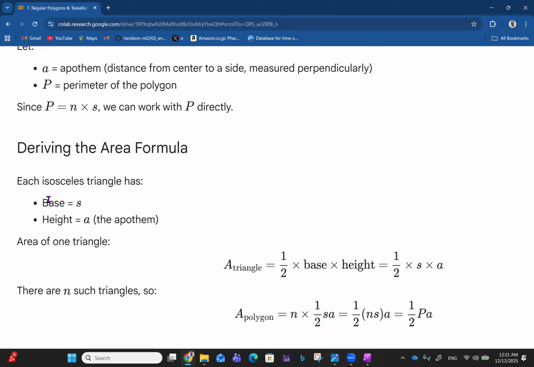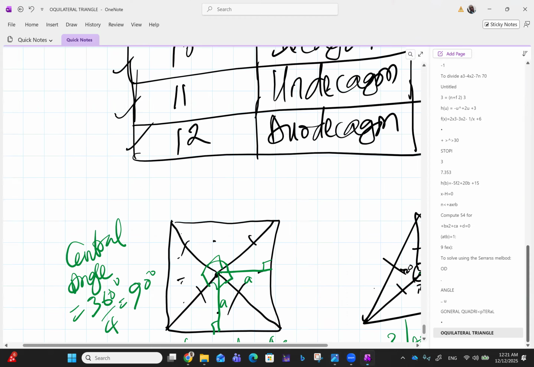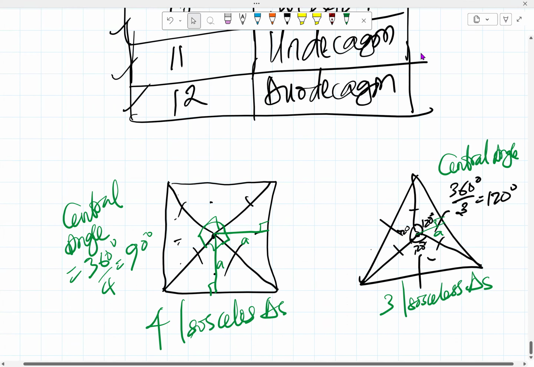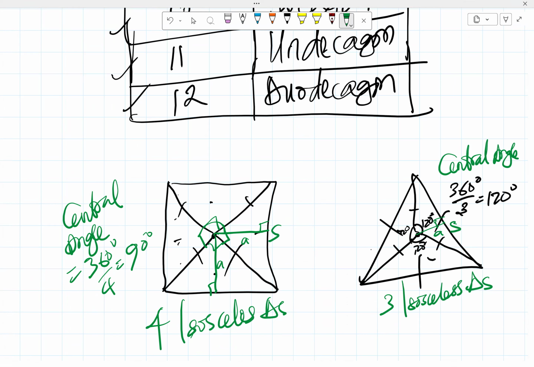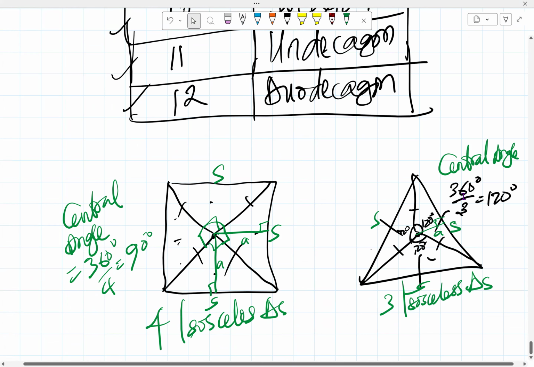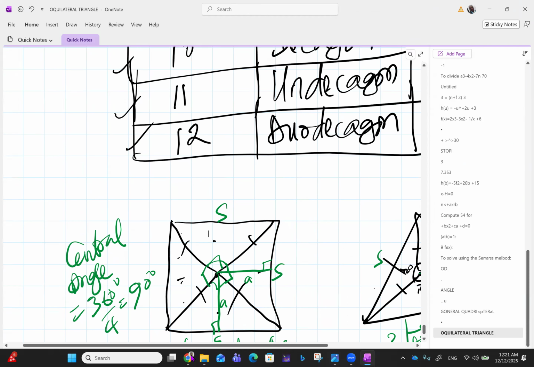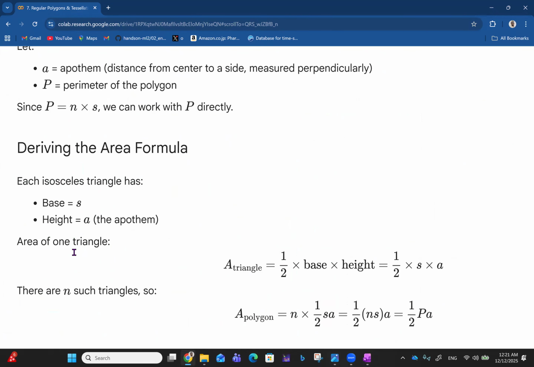Each isosceles triangle has base S, so this is a base, base S all the way around it. Now, based on all of this, we have base S and height A, that's the apothem. The area of one triangle is half times base times height. That's half times S times the apothem, so half SA, or half AS if you like.